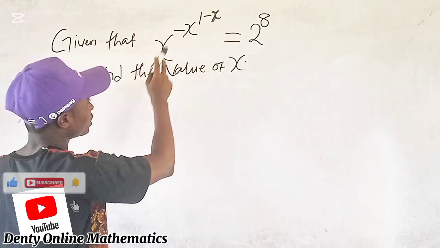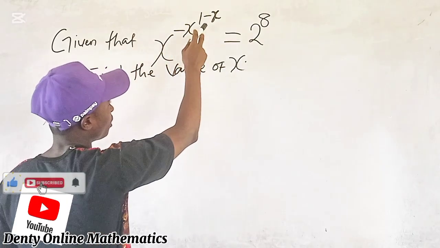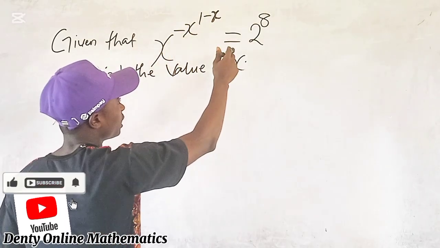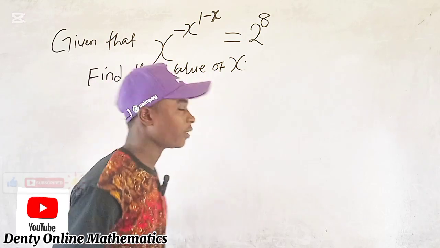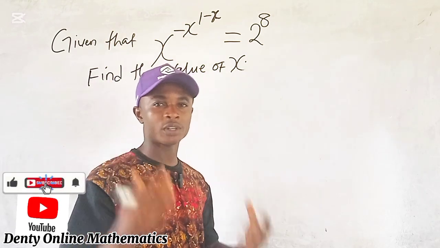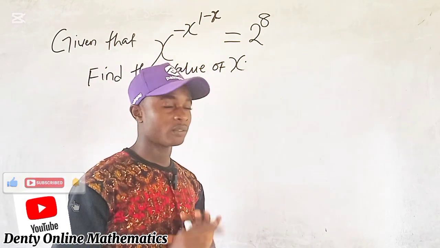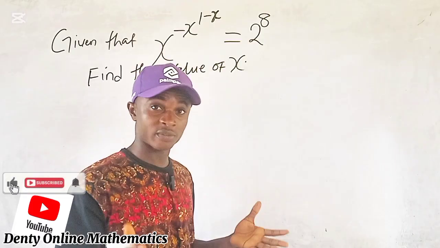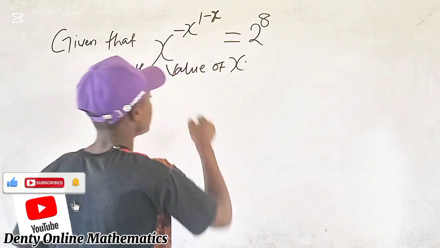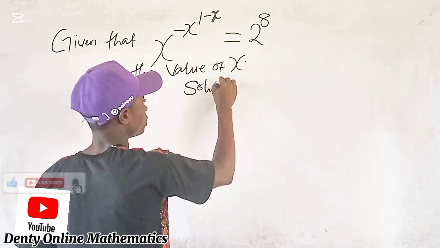We are given that x raised to the power of minus x raised to the power of 1 minus x is equal to 2 raised to the power of 8, and we're asked to solve for the value of x. Very confusing, but it's very simple. Now here's the solution to this problem.